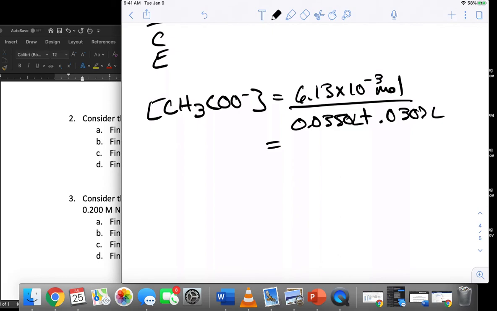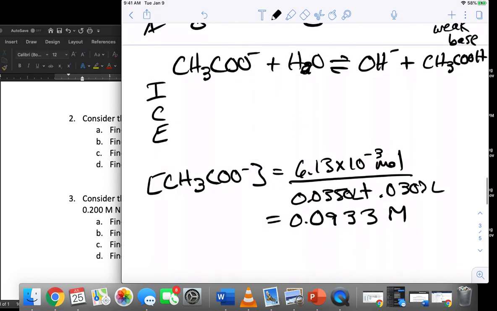And now I can calculate that concentration. So if I calculate that real quick, I get about 0.0933 molar, oops, I left out a zero there. Or you can say 9.3 times 10 to the minus 2 if you want it that way as well. Now, at this point, why that's important is that's what I'm going to come back and put now into my ice table, right?